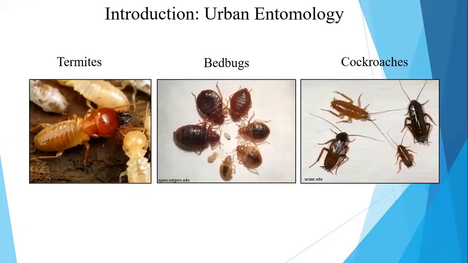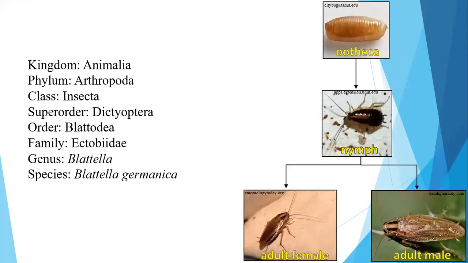So for the introduction, urban entomology is the study of insects that frequent human habitats. Examples of these are termites, bedbugs, and cockroaches. I'll be speaking about cockroaches today, and cockroaches have over 4,600 species, but less than 1% of these are pest insects. So less than 1% of these actually pose a threat or are pests to humans. And the cockroach that I'll be focusing on is the German cockroach.